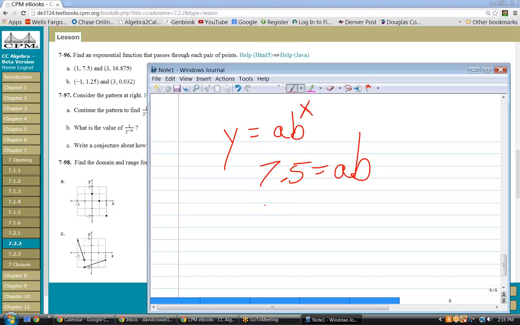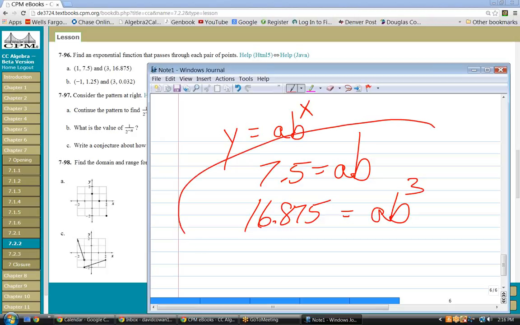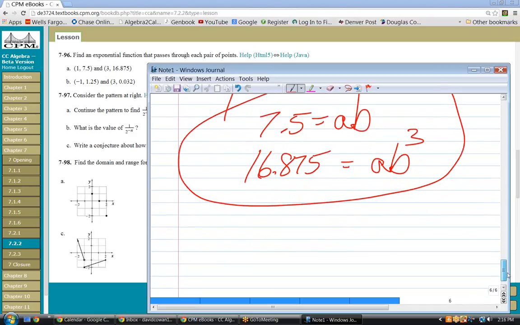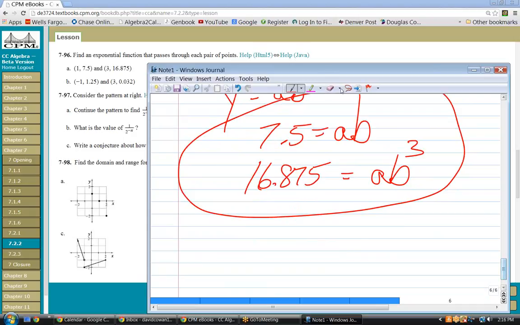So let's write another one. 16.875 equals a b to the third. Exactly. Now I can solve it. Why? Because I have two equations and two variables. Whenever you have two equations and two variables, you can solve it. Let's solve the first equation for A. What is A equal to in the first equation?